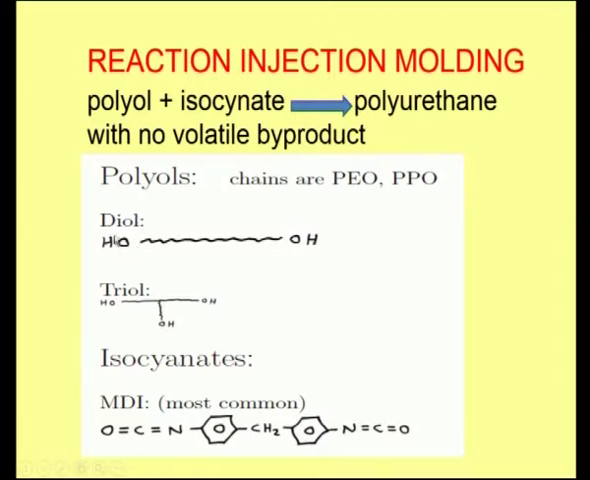Normally a diol with 2 OH groups or a triol with 3 OH groups, which is normally present in a polyethylene oxide or polypropylene oxide chain, is used, and then isocyanates, where methyl diisocyanate is the most common. The presence of 2 isocyanate groups is why it is called diisocyanate. So these are the common starting materials that are used in the reaction injection molding process, and the chief polymer is polyurethane.